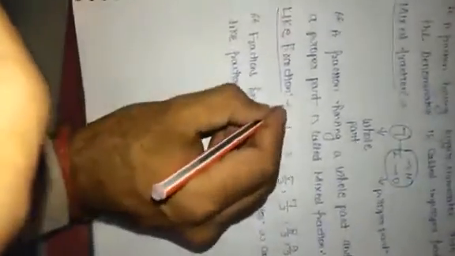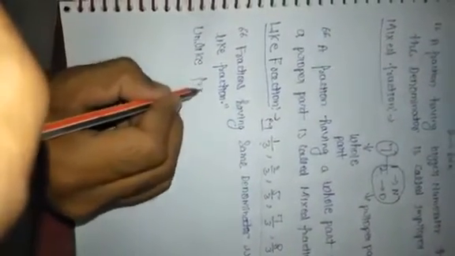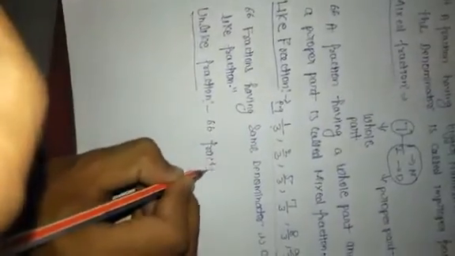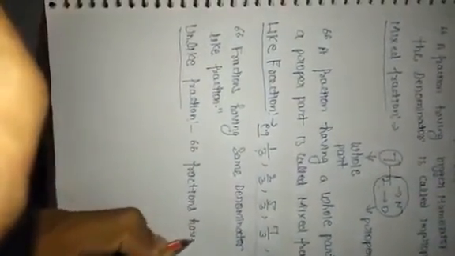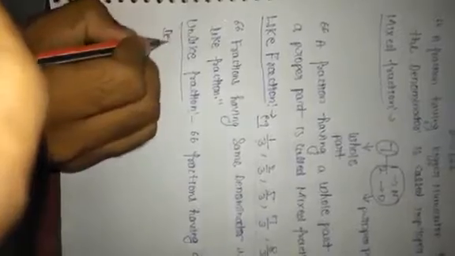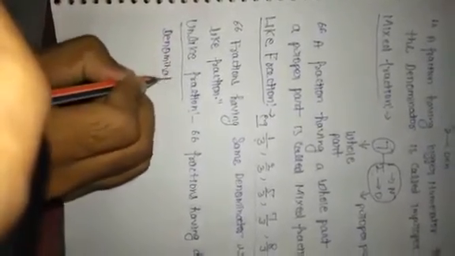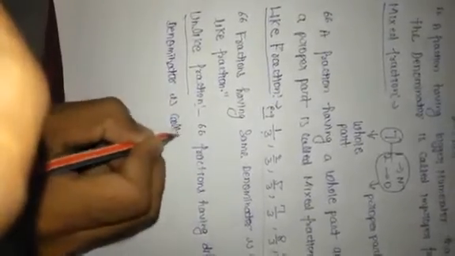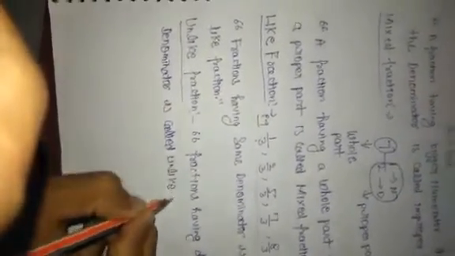The example we introduced above, where 3 everywhere is same, is called like fraction. The next fraction will be unlike fraction. So we can discuss here what is unlike fraction. Fractions having different denominator is called unlike fraction.